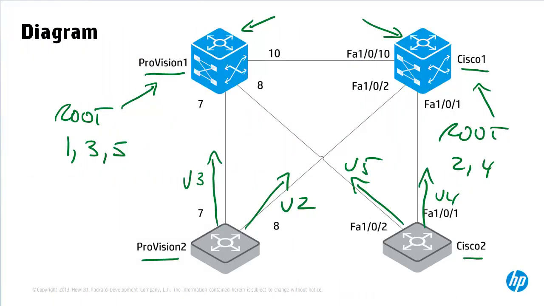That concludes this video demonstrating and explaining the configuration of per VLAN spanning tree, in this case rapid PVST, on ProVision switches and Cisco switches. I explained the commands and demonstrated how to load share different VLANs across multiple uplinks by changing the priorities for VLANs on ProVision and Cisco switches.